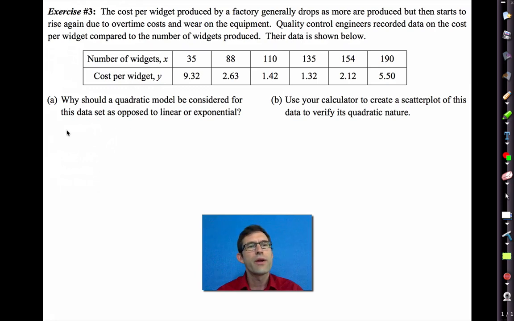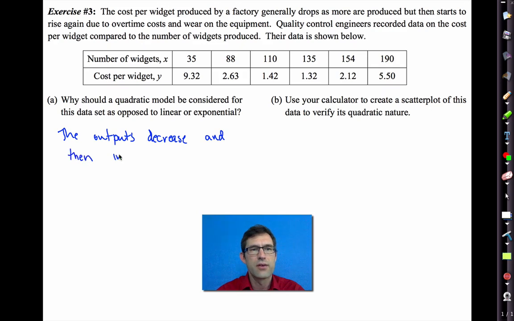All right, well, here's why. The outputs decrease and then increase, right? So in other words, a linear data trend will only increase or only decrease, and the same is true for exponential. But a quadratic likes to have it both ways. It'll increase, then decrease, or decrease, then increase.